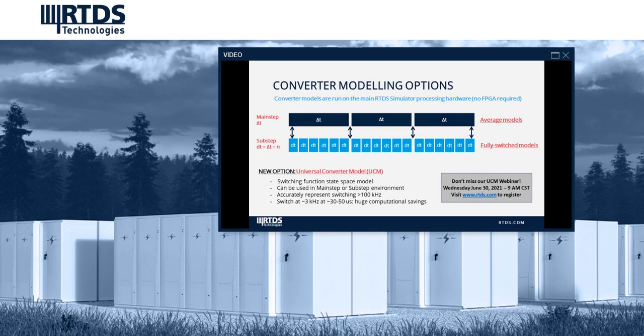We also have a really exciting new converter modeling option called the Universal Converter Model, or UCM, and this is a switching function state space model. The huge advantage of this model is that it can accurately represent switching in the 3 kHz range in the main time step environment at a relatively relaxed time step, say 30 to 50 microseconds. And that's really going to change what RTDS Simulator users can do, power electronics-wise, with a limited quantity of simulation hardware. It also has a very high performance in the sub-step environment, accurately switching at over 100 kHz.